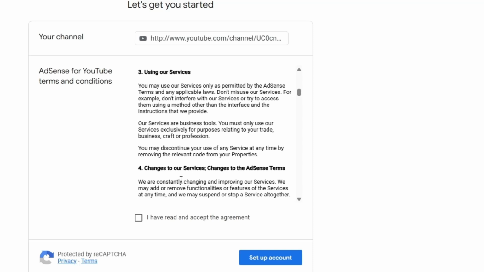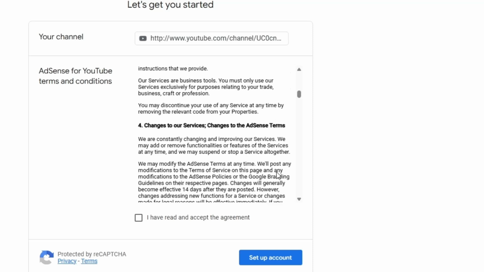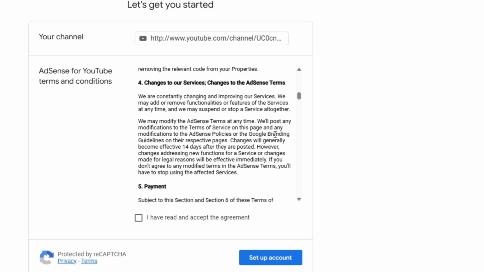4. Changes to our services, changes to the AdSense terms. We are constantly changing and improving our services. We may add or remove functionalities or features of the services at any time, and we may suspend or stop a service altogether. We may modify the AdSense terms at any time. We'll post any modifications to the terms of service on this page and any modifications to the AdSense policies or the Google branding guidelines on their respective pages.